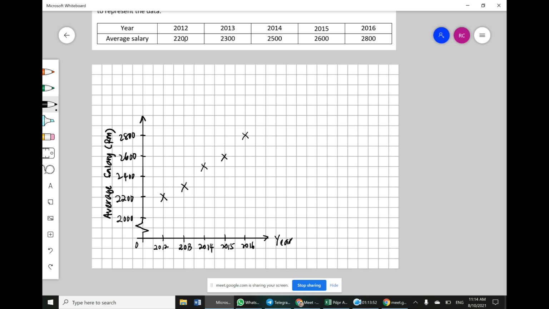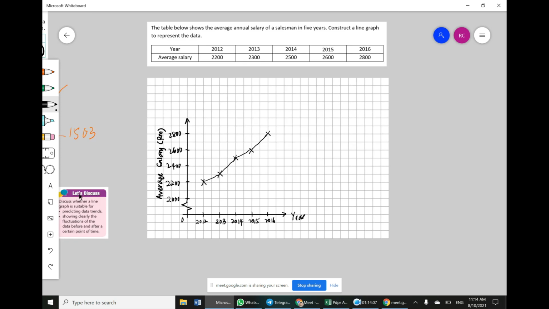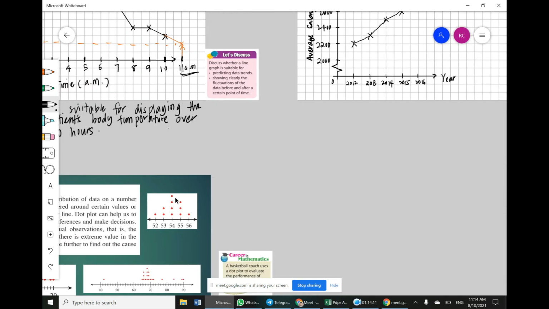Okay, so after you finish everything, use your ruler. I'm going to make it fast, so I use freehand right now. Cannot use freehand. If you use freehand, minus mark. So that's all for this graph. Okay, do you have any more questions about the line graph, class? No more? No, madam. Okay, so we move to another one.